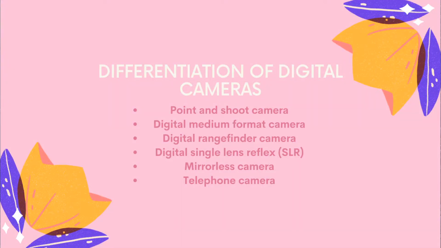There are 6 digital cameras that I am going to cover. The first one is point and shoot camera. The second one is digital medium format camera, and next digital rangefinder camera. The fourth one is digital single lens reflex, or DSLR. The fifth one is mirrorless camera, and lastly is telephone camera that we all have.